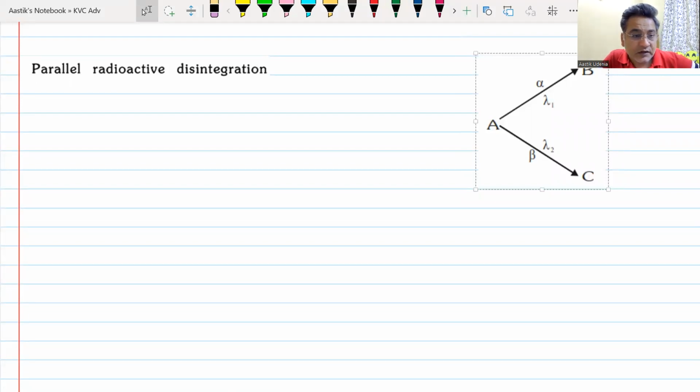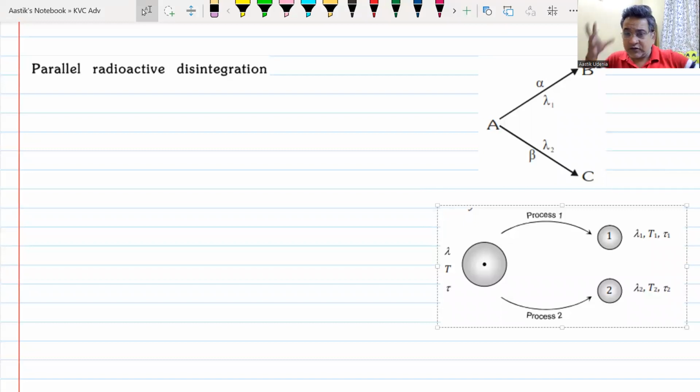Sometimes a radioactive sample can decay simultaneously by 2 processes. It can decay by alpha decay. At the same time, some nuclei may be decaying by beta decay. A single nucleus cannot decay simultaneously by alpha and beta. But if you have a sample, some nuclei may be decaying by alpha, some may be decaying by beta process.